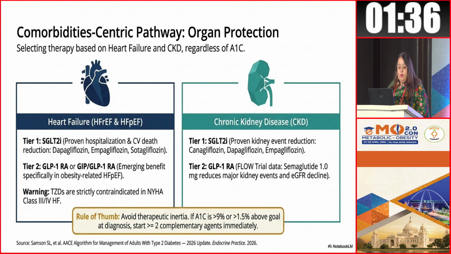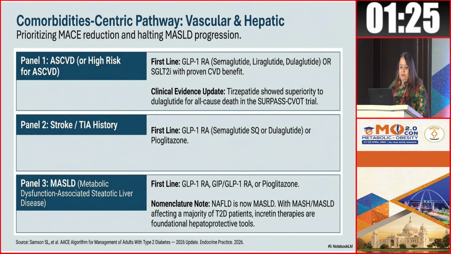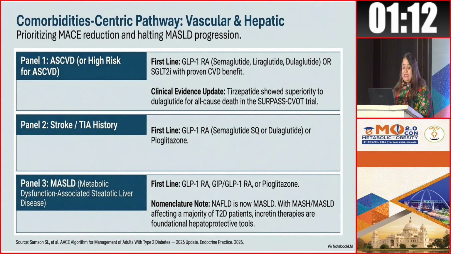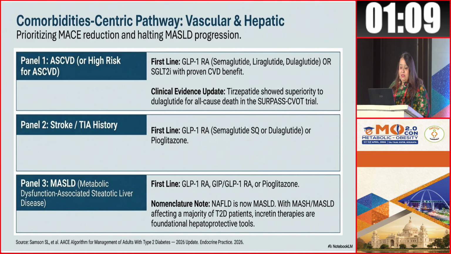If A1C is more than 9% or more than 1.5% above the goal at diagnosis, start with at least 2 complementary agents immediately. Again, with respect to vascular and hepatic comorbidities, they have very well listed out the drugs. I'm just looking at the ones which I haven't spoken about. For example, stroke and TIA history, first use the GLP-1 receptor agonist or even pioglitazone. And MASLD, again, first line would be GLP-1 receptor agonist, then the GIP/GLP-1 or pioglitazone.